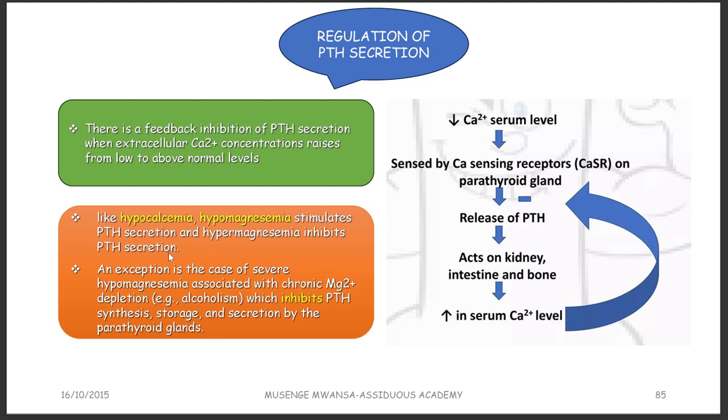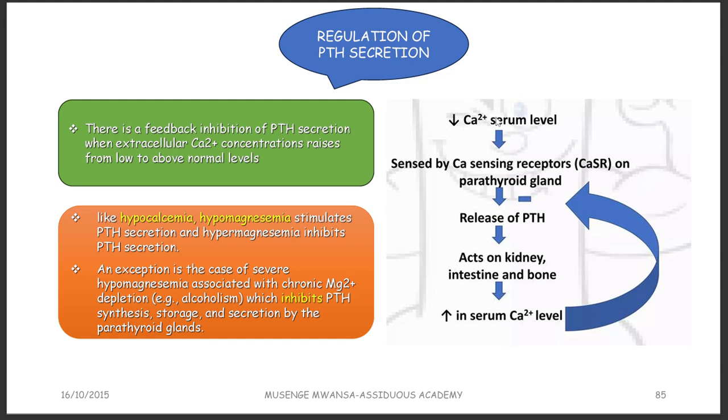An exception is the case of severe hypomagnesemia associated with chronic magnesium depletion, like when someone takes alcohol, that inhibits parathyroid synthesis. Remember, when you have got low magnesium, it's supposed to increase the production of parathyroid hormone. But when you take alcohol and there is too much, there is severe hypomagnesemia. That is, instead of stimulating the production of parathyroid hormone, it will inhibit the production, the storage, and also the secretion.